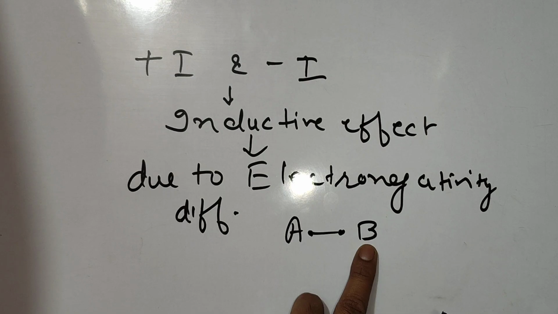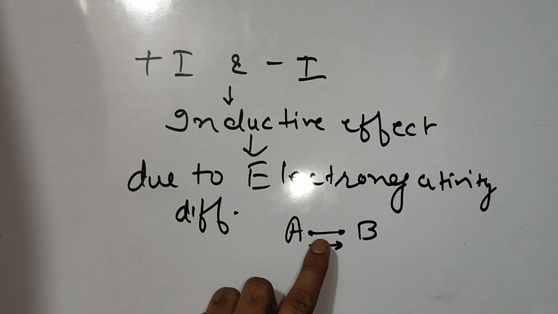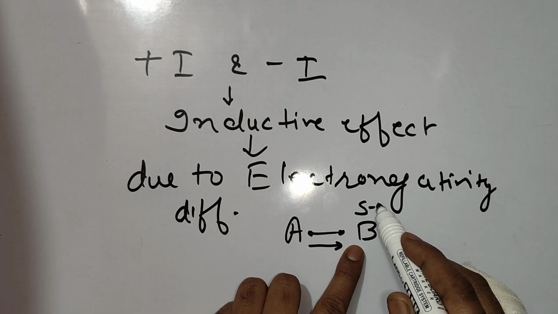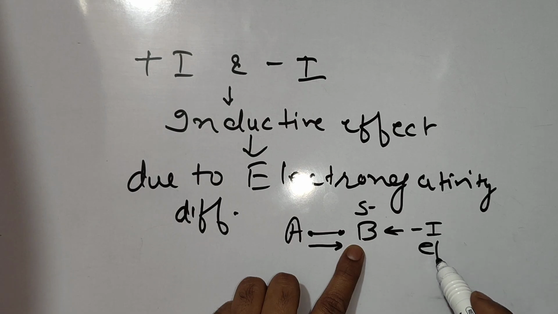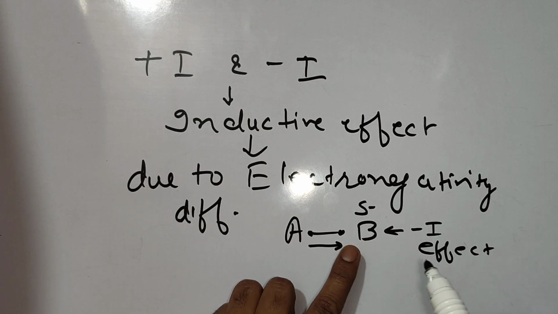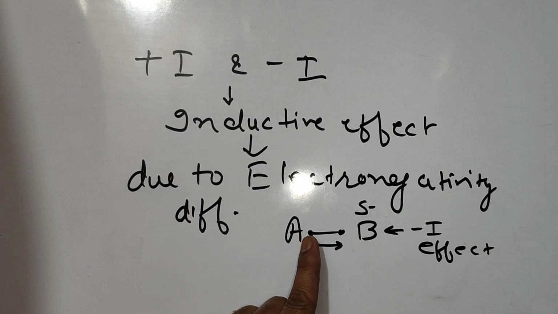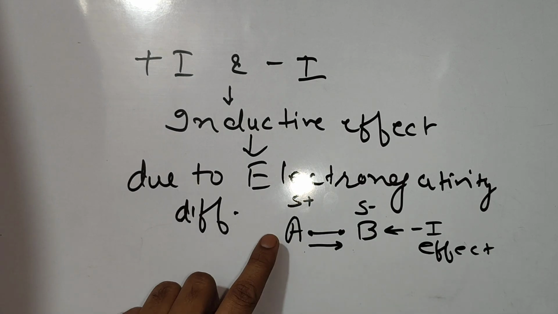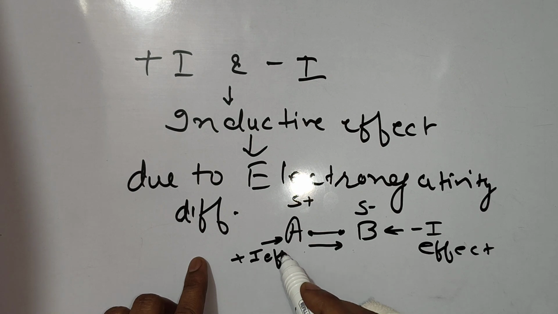If B is more electronegative, what will happen? These electrons will shift a little bit toward B. Now B is getting its own electron toward itself as well as A's electron toward itself. So on B, a negative charge will develop. In this condition, we will say B is showing minus I effect. And because A is losing control on its electron, A will carry the same partial positive charge. In this condition, we will say A is showing plus I effect.